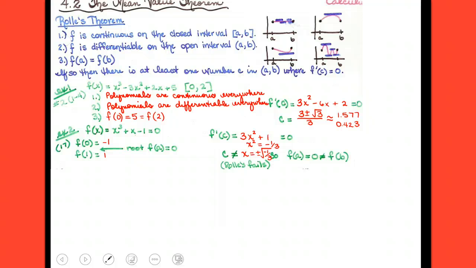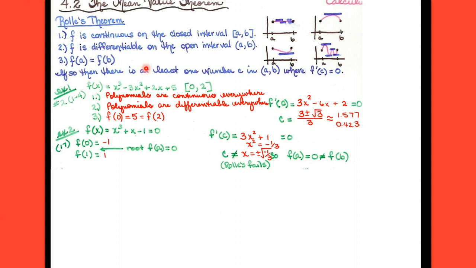Hang on. There is at least one number in that interval where the derivative equals 0. I didn't get a real number in that interval. That means Rolle's theorem just failed. And the only way that Rolle's theorem can fail is if one of these three hypotheses is not true. So I just proved, again, we're going about this kind of backwards. We're using the converse idea here, where we're saying, okay, I just found out that there is not a number c in the interval where the derivative equals 0. That means Rolle's theorem fails. That means one of these three hypotheses cannot be true.